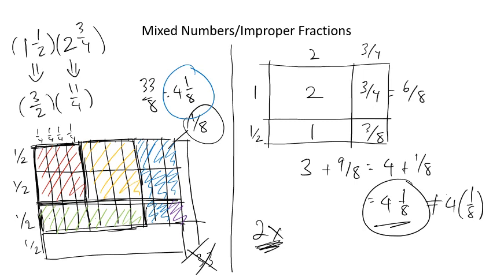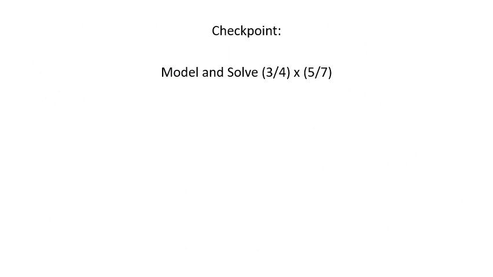Okay, so for your checkpoint problem, I just want you to look at 3/4 times 5/7. Can you model and solve that problem? I'm going to try to do mostly problems that don't have equivalent fractions, where there's not reduction or simplification that you need to do, because I don't want to conflate that with what we're doing. So most of the problems that you'll see won't reduce.